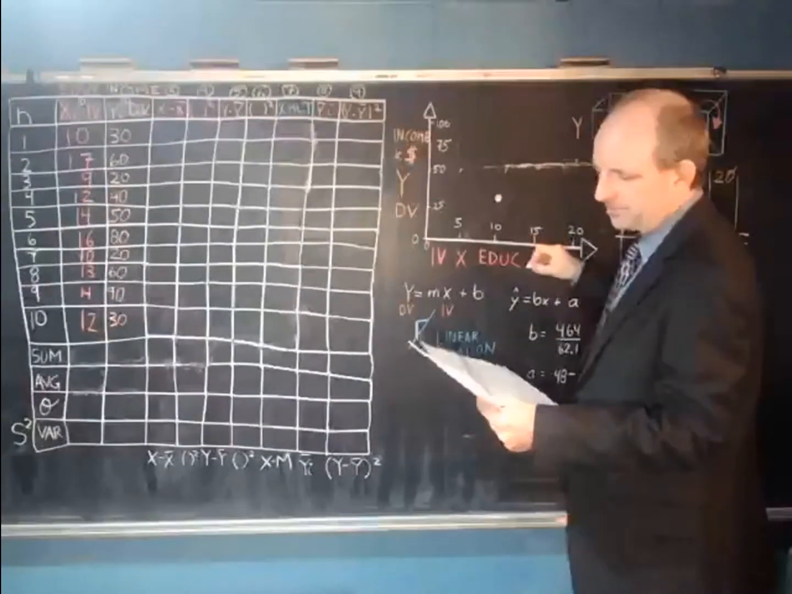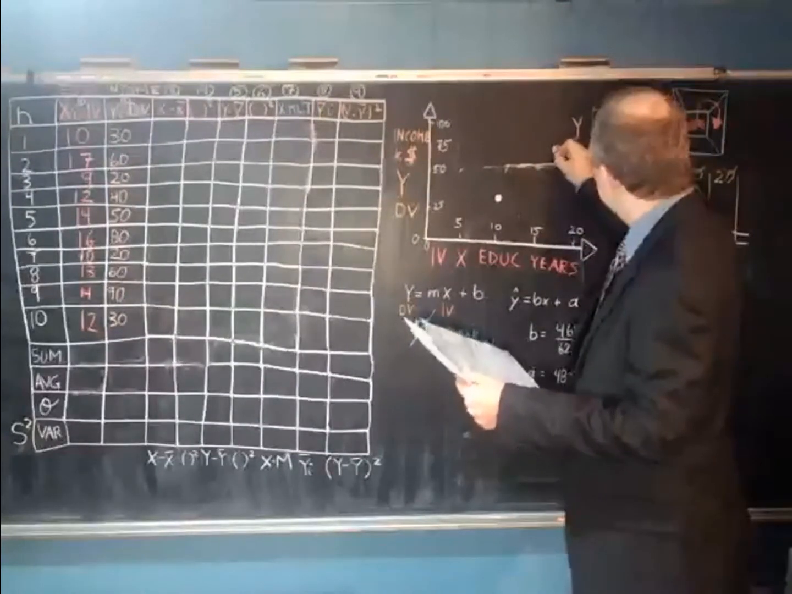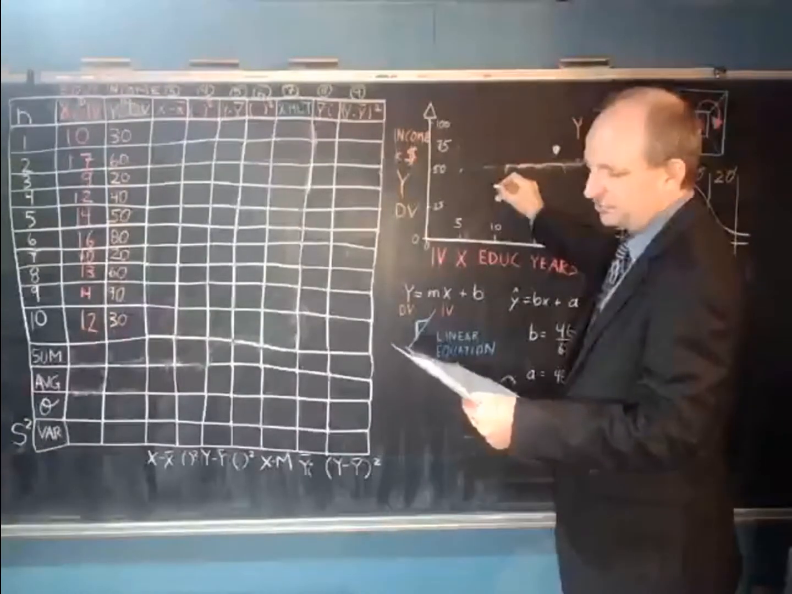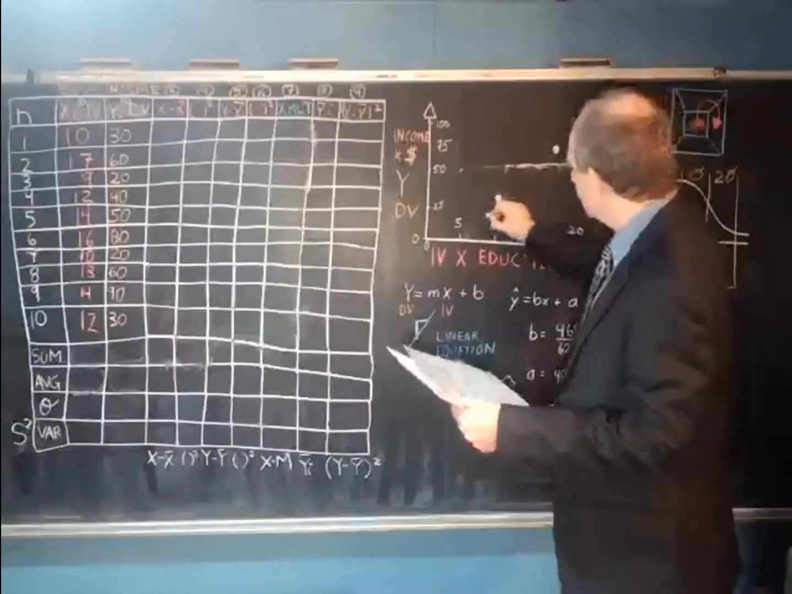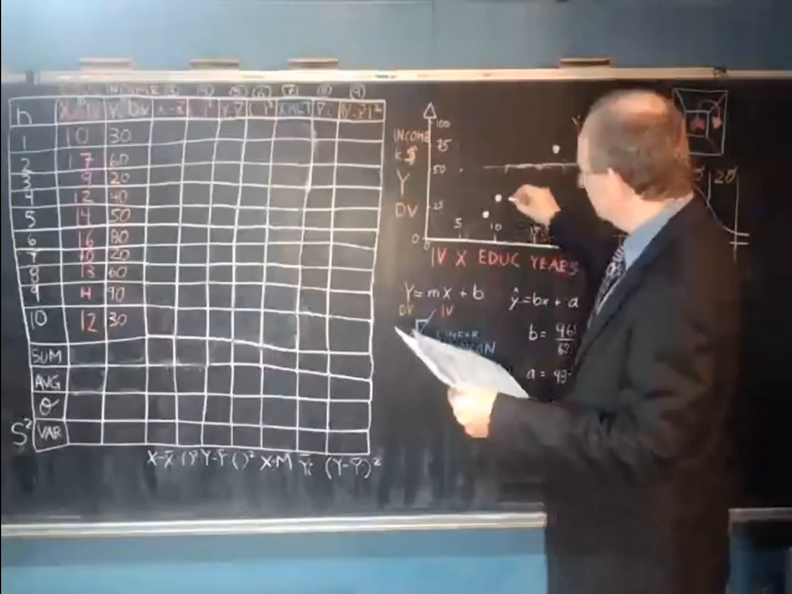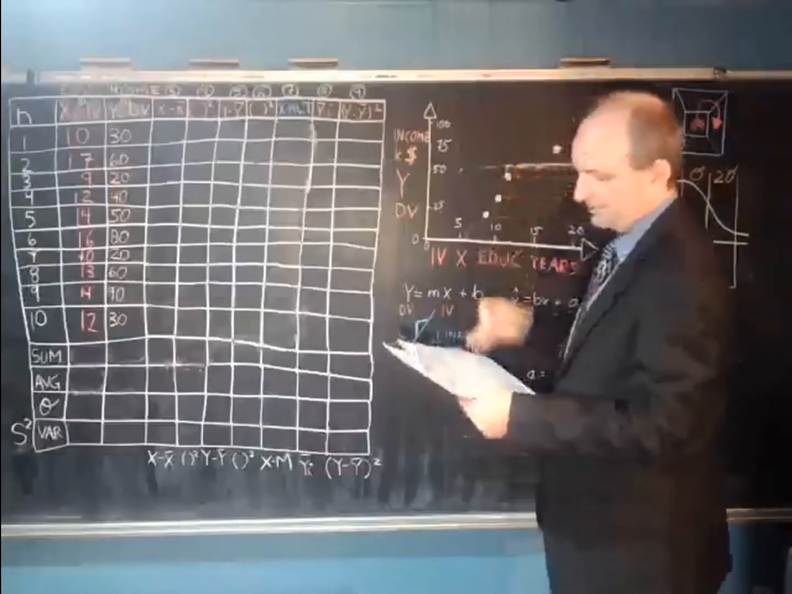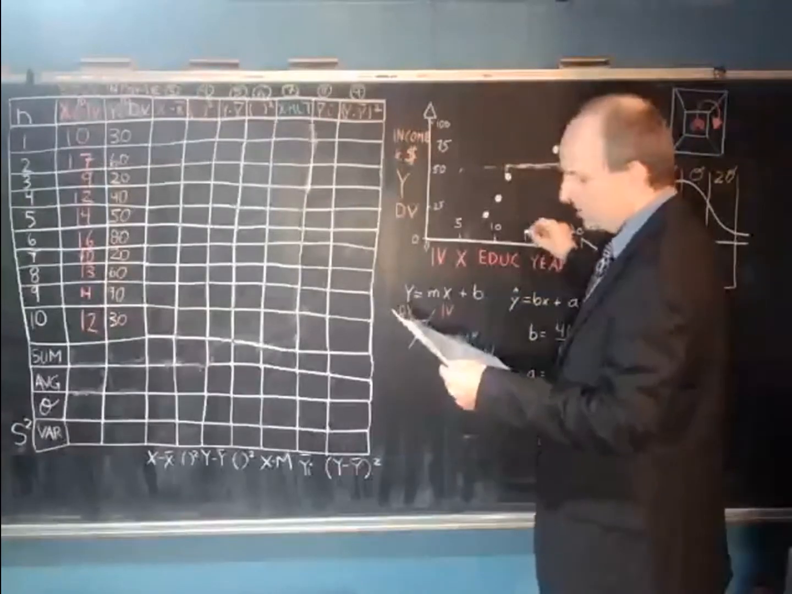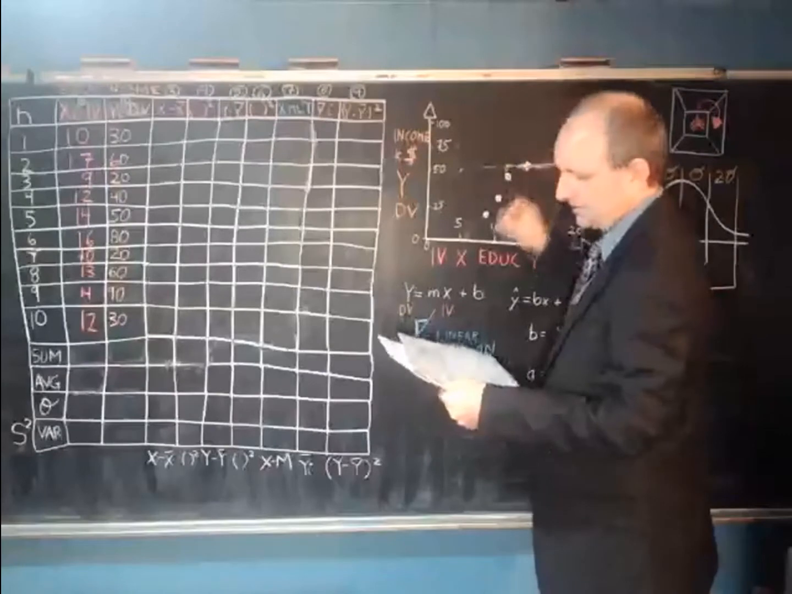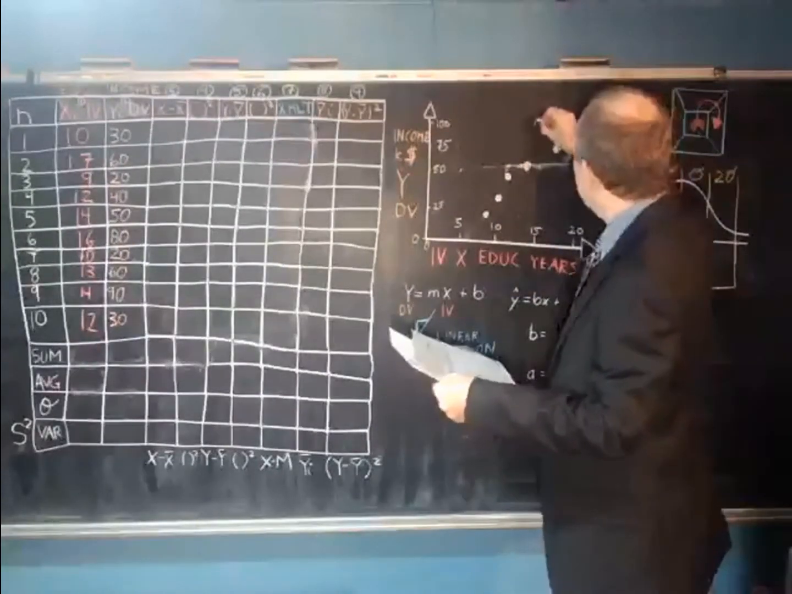Individual number 2 spent 17 years in school. That's a long time. And they made $60,000. Individual 3 spent 9 years in school, and they earned $20,000. The 4th individual spent 12 years in school and was earning $40,000. The 5th individual spent 14 years in school and earned $50,000. The 6th individual spent 16 years in school and earned $80,000.